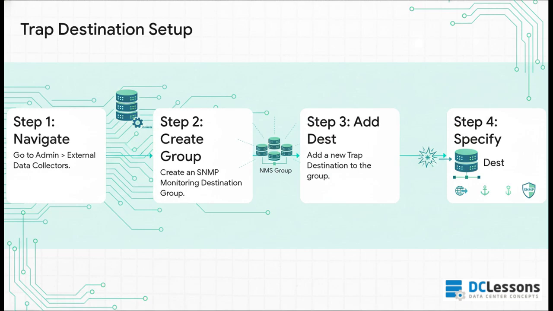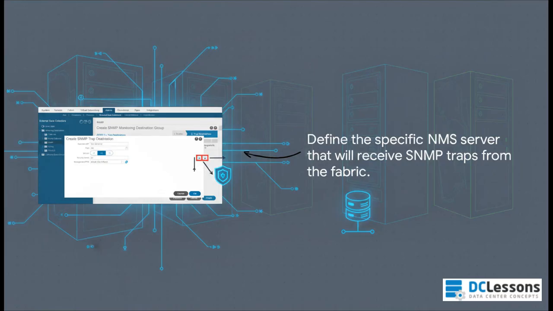This part of the config is under the Admin tab, because your network management system is an external data collector. The process is pretty straightforward. You create a destination group, you can even put multiple servers in there, and then you add your specific trap destination details into that group. And this screenshot shows you exactly what that looks like.